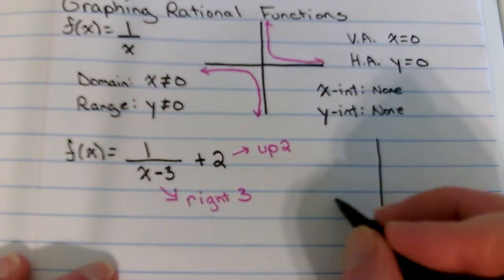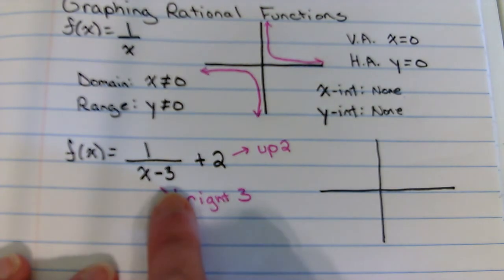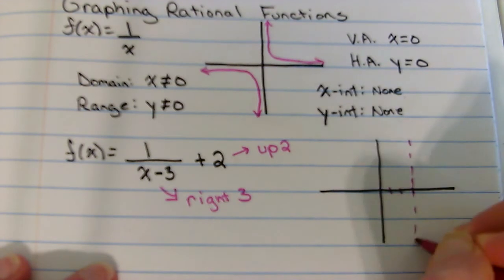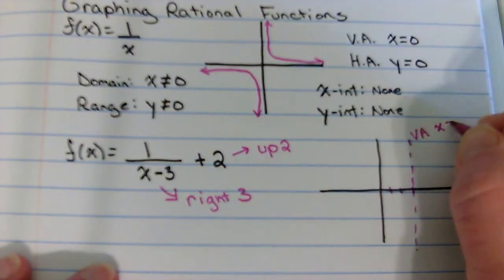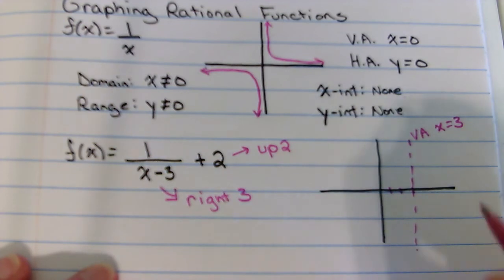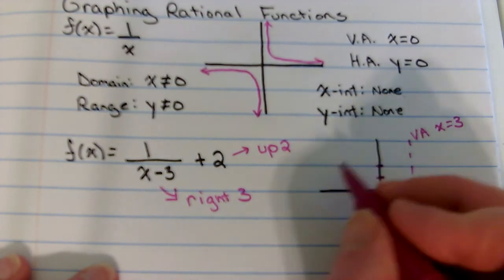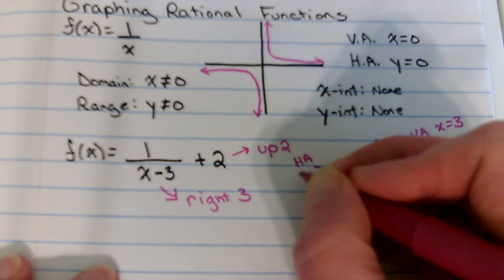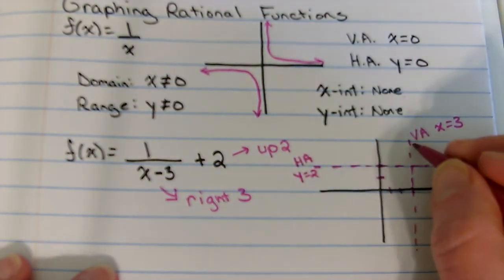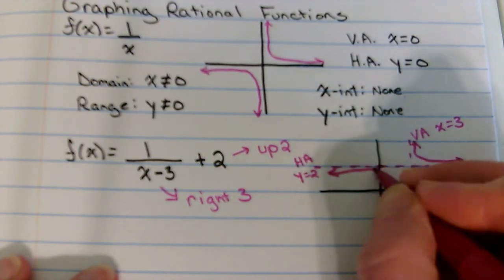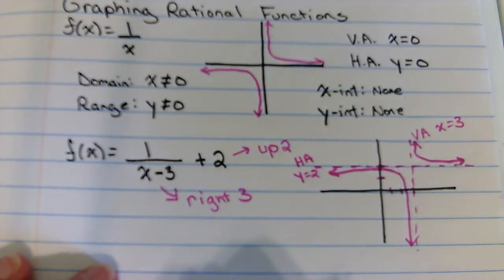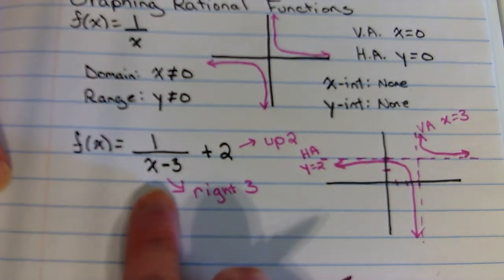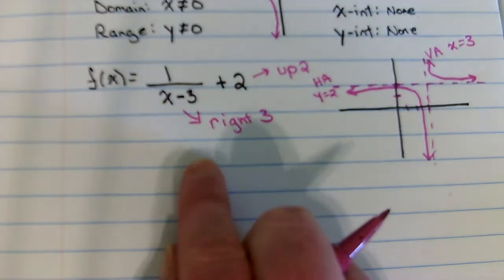So, if I go right 3 steps, that's going to move that vertical asymptote to x equals 3. 1, 2, 3. That's my vertical asymptote at x equals 3. It's going to move the whole graph up 2, so that's going to move my horizontal asymptote up 2. So the horizontal asymptote would be at y equals 2. It still has the same shape, but the horizontal and the vertical asymptotes would just shift depending on how I moved up, down, right, left, etc.